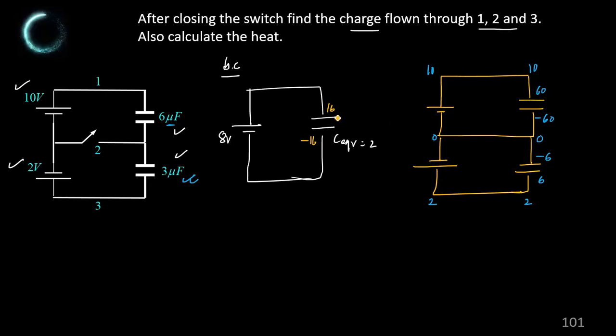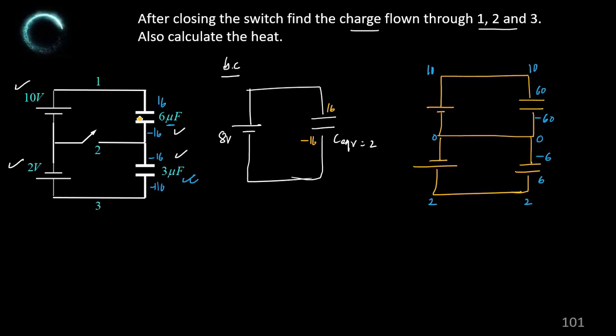So initially the capacitors, both the capacitors before closing. So can I say here also 16 is there, here also minus 16 is there, here also plus 16 is there, here also minus 16 is there. Okay, so this is the initial charge distribution. So all the capacitors are arranged in series combination. So all the charges are same. That means 16, 16 always.